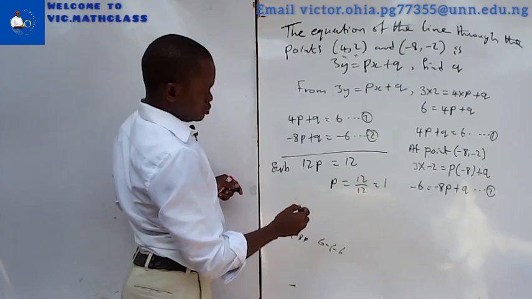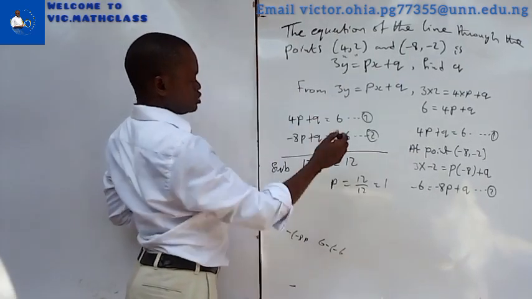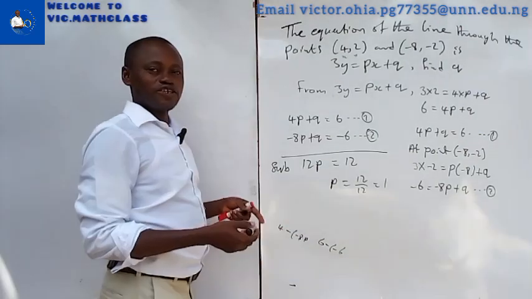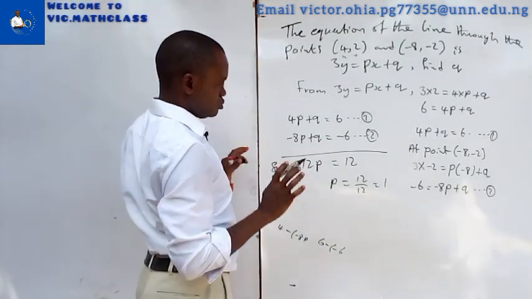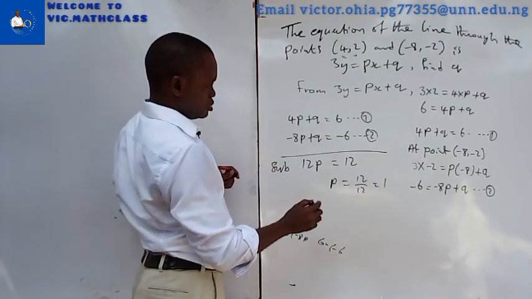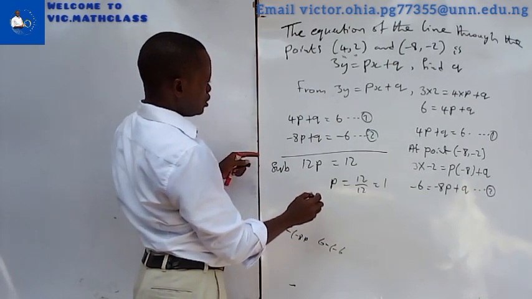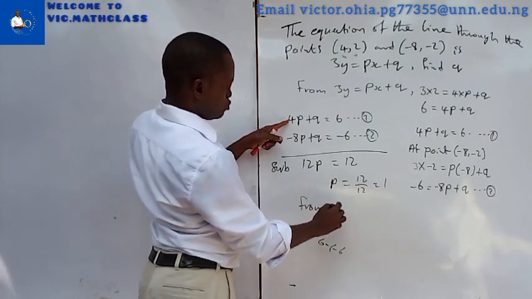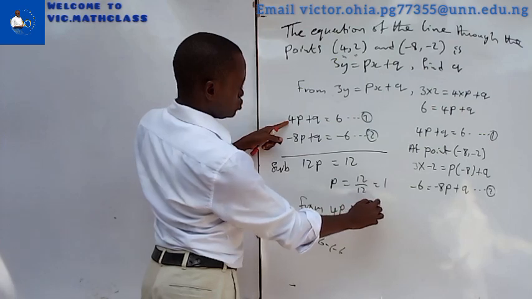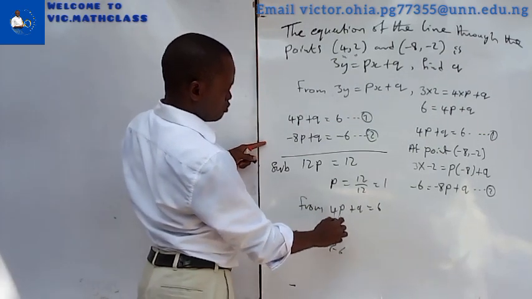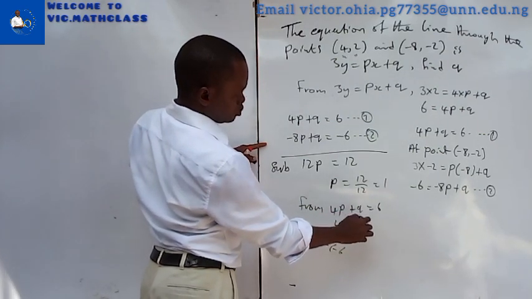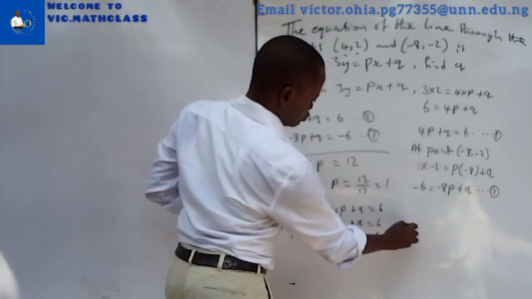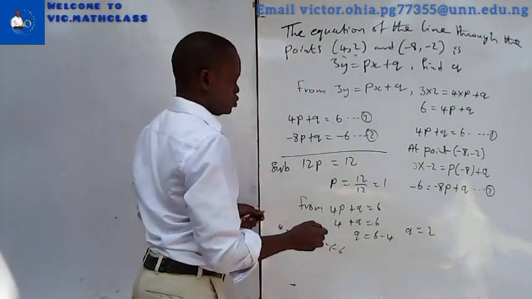Then I can go back, since the question says find q, sometimes it can even be find 2pq. Anyhow, please just open your mind and assimilate the knowledge. If I go back to this equation, 4p plus q equals 6, you realize that since p is 1, I have 4 times 1, which is 4, plus q equals 6. Do we get? So what is q? q is 6 minus 4. So q is 2.